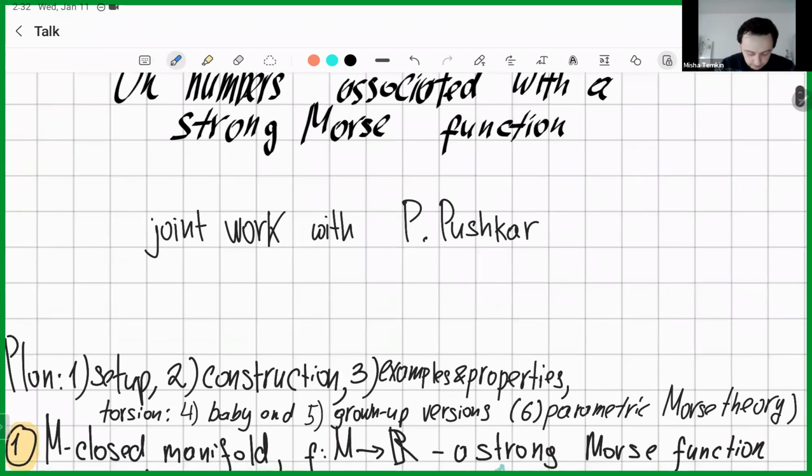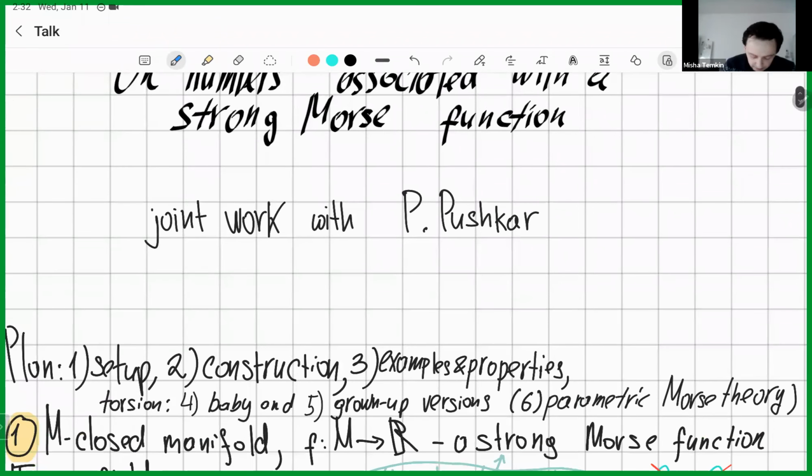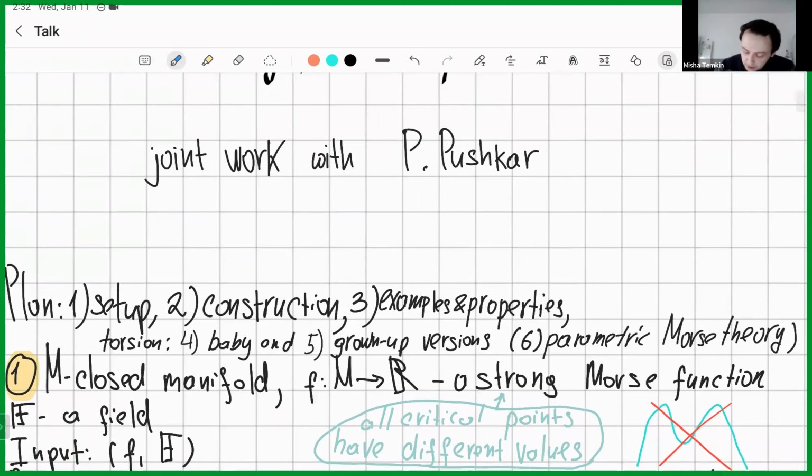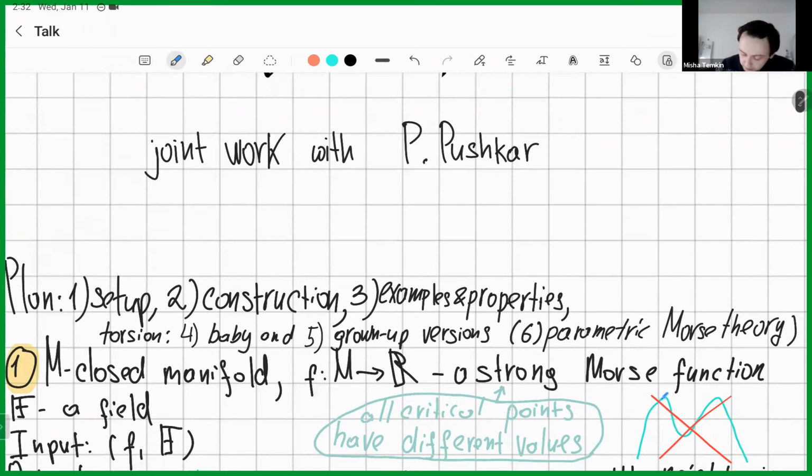Okay, so the setup is the following. M is a closed differentiable manifold. F is a strong Morse function. What I mean by strong is that all the critical points have different critical values. So the picture on the right is prohibited, since these two points have the same critical values. If the function is strong, then, well, it is still a generic condition in the space of all the functions on the manifold.